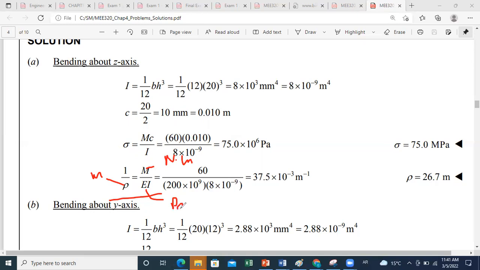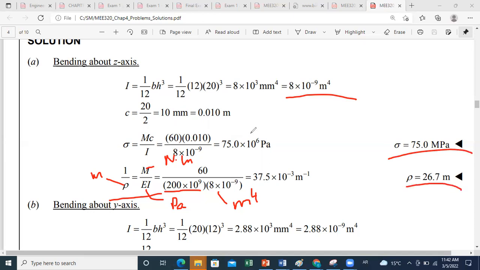So all you have to do is convert from gigapascal to Pascal. So 200 gigapascal is 200 times 10 to the power 9 Pascal. And you have the inertia equal to the calculated value, use it in meter form. Okay, then you will obtain the value of rho in meter. Okay, so this is how you can solve for the maximum stress and for the radius of curvature.